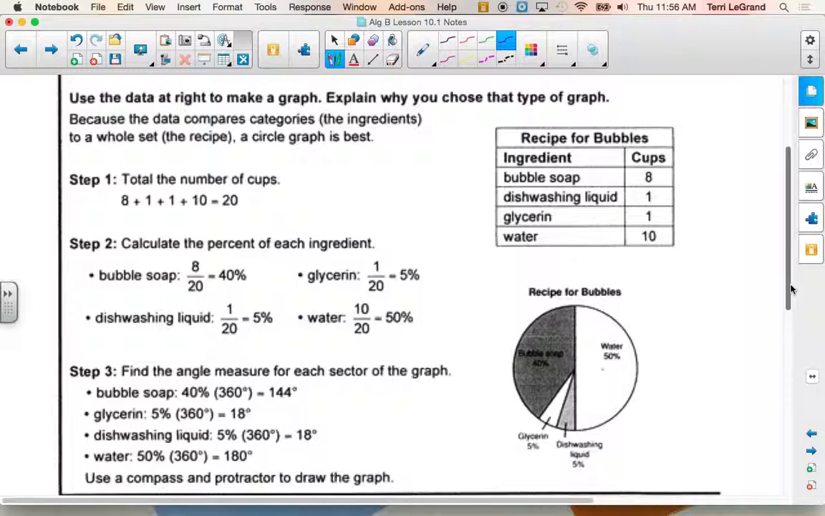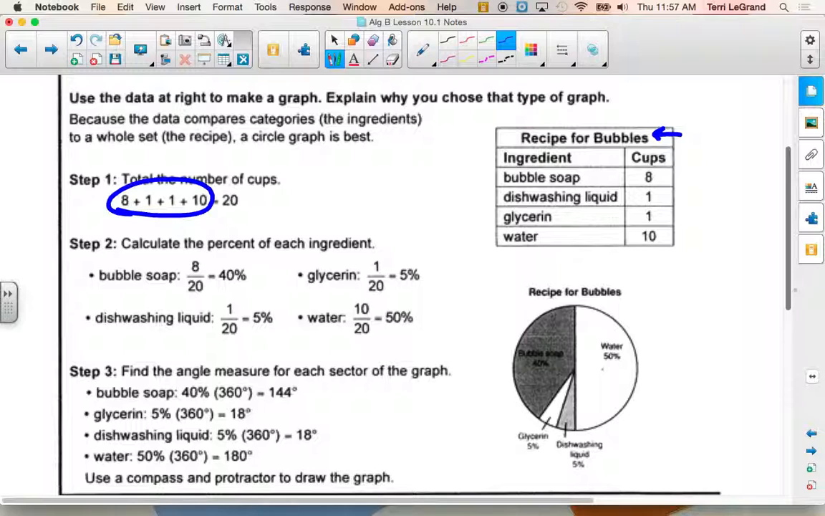So notice what's the first thing we have to do if we want to compare to the whole. This is a recipe for bubbles, and here are all of the ingredients: bubble soap, dishwashing liquid, glycerin, and water. We're going to figure out what percent of the recipe is bubble soap, what percent of the recipe is dishwashing liquid, and so on. First thing we got to do is add all those numbers up so we know what the total is. What's the total amount in the recipe?